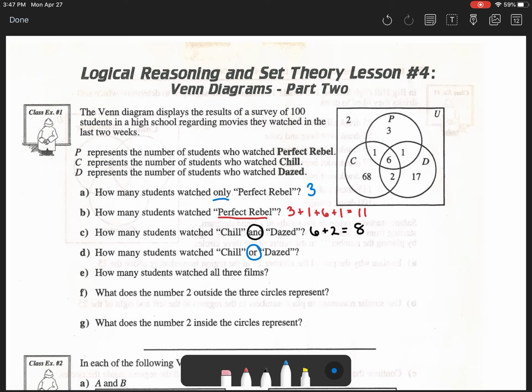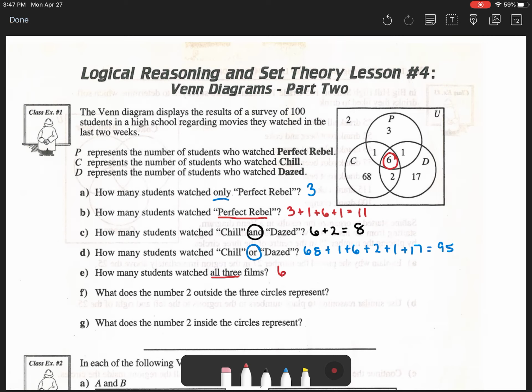Next, how many students watched Chill or Dazed? So or again in math, inclusive. It can be in one circle, or it can be in the other, or it can be in both. So or means you're calculating or combining all the values in both of those circles. So this was Chill or Dazed, so everything in C or D. Those are all the numbers there that are inside both circles. So it's going to be 68 plus 1 plus 6 plus 2 plus 1 plus 17, and that will give you a total of 95 students.